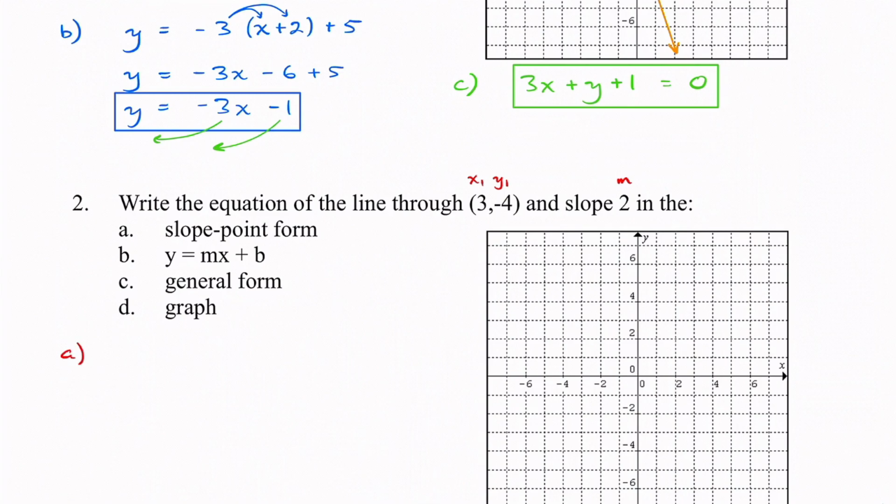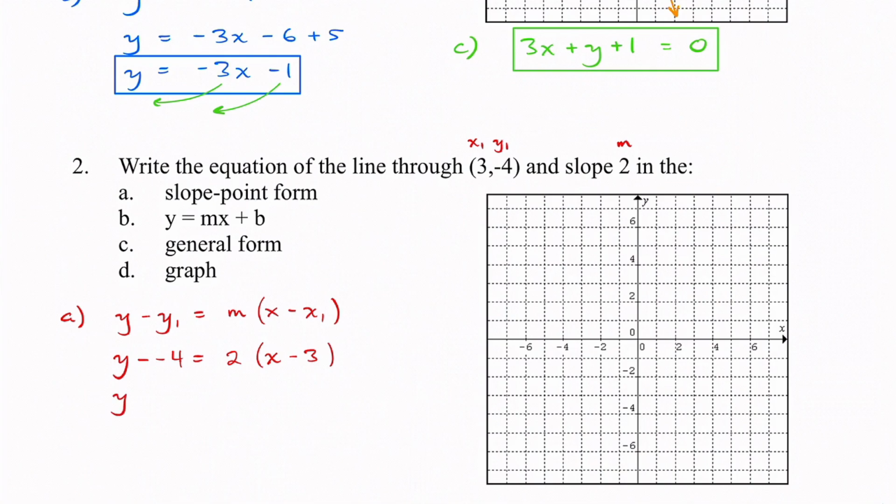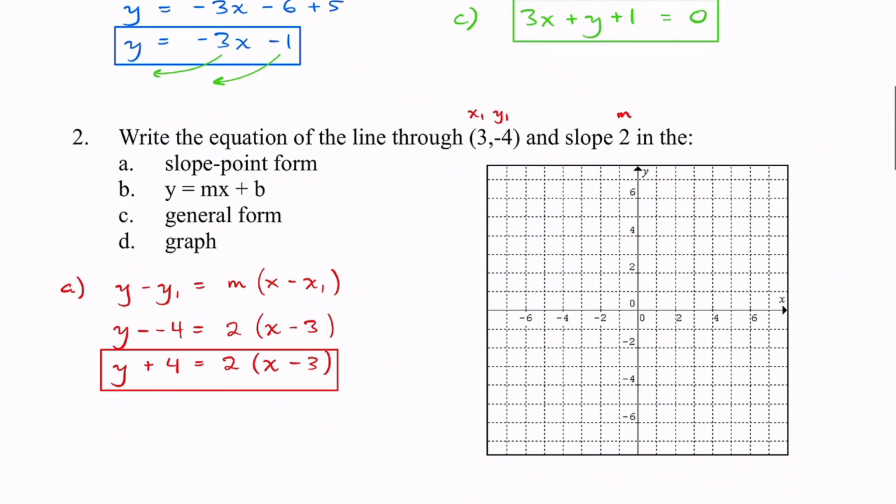Just makes it easier when we go to do slope point form. So our slope point form, it was y minus y1 equals m times x minus x1 in brackets, and then just fill everything in. So it was y minus y1 is a -4, and then our m was a 2, then we got x minus, and x1 was a 3. And then we just got to simplify this. So these two negatives there, that's going to give us a positive. So we got +4 equals, and everything else will just stay the same. So part A is done. We've got slope point form.